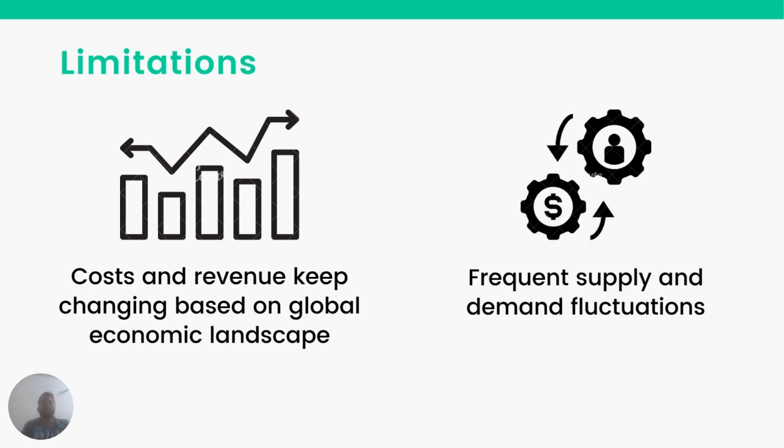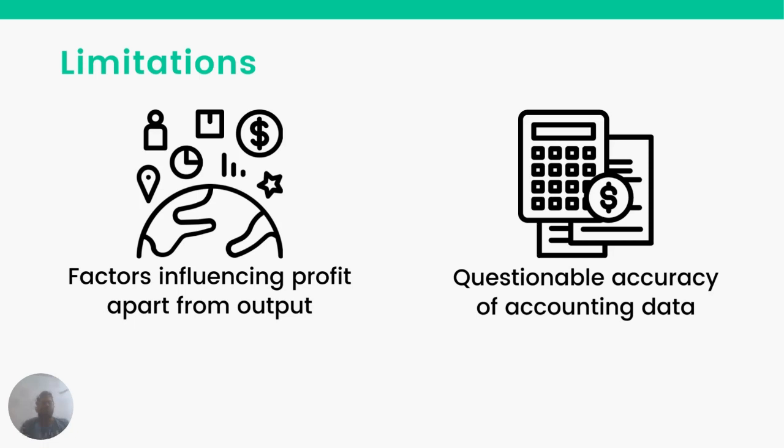which can be a limitation. The second limitation is the frequent supply and demand fluctuations. A recent classic example being the crisis in semiconductor supply, which affected a lot of electronic industries. The next limitation is the factors influencing profit apart from output. So, like I said before, employee efficiency and some other factors are not considered into break even analysis, which can be a problem later because there are a lot of factors apart from just output or the sales volume that determine the profit or loss made, like sudden economic downturn, or there can be a market condition that arises suddenly.